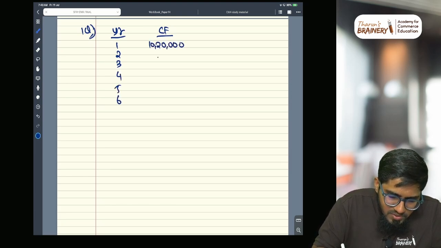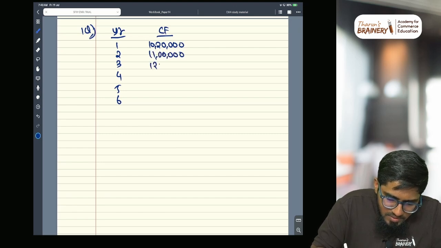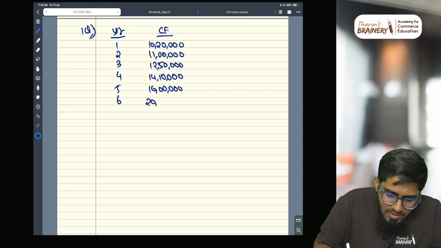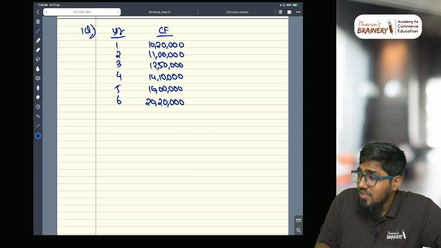10 lakh 20,000, 11 lakhs, 12 lakh 50,000, 14 lakh 10,000, 16 lakhs and then 20 lakh 20,000. Now everyone understand how you have to do.